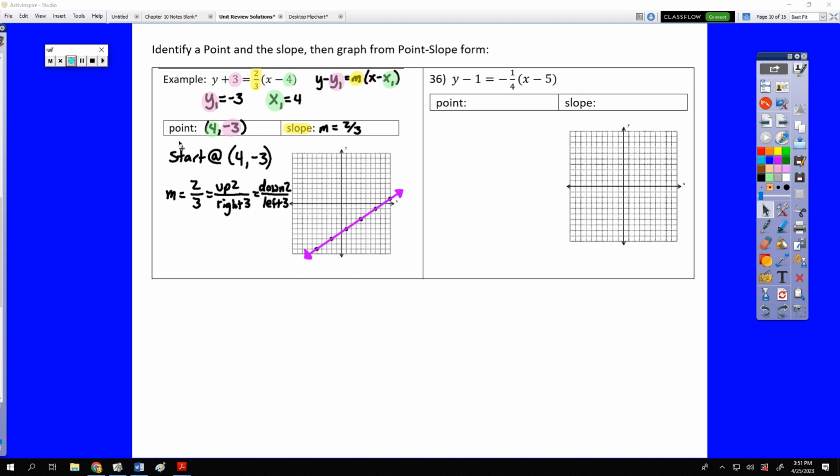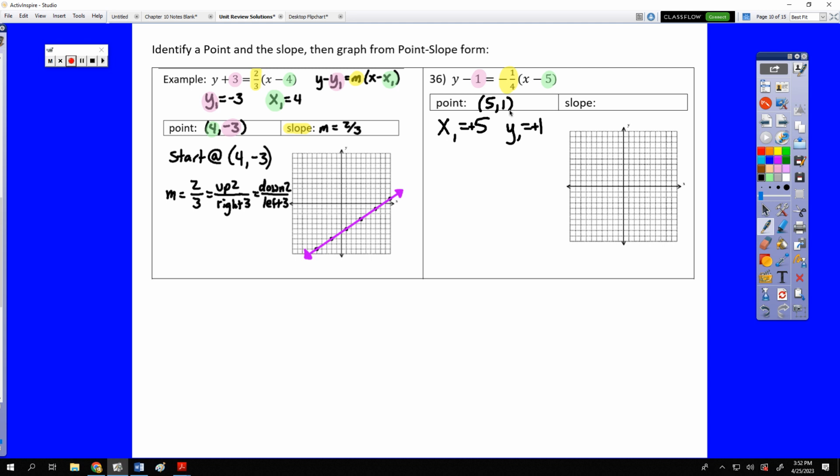Now, you will notice that we have this color-coded here. We have y1 colored pink, x1 colored green, and the slope colored M. So our point, when we pull x1 and y1 out of the equation, we always change the signs. So x1 would be positive 5 because it's negative in the equation. Y1 would be positive 1 because it's negative in the equation. That means the point is (5, 1).